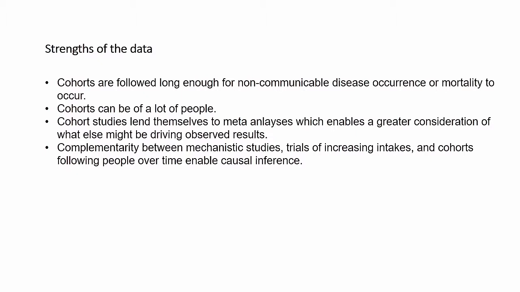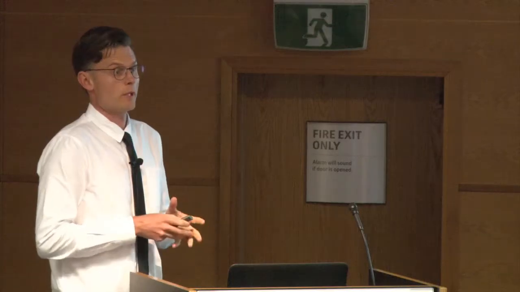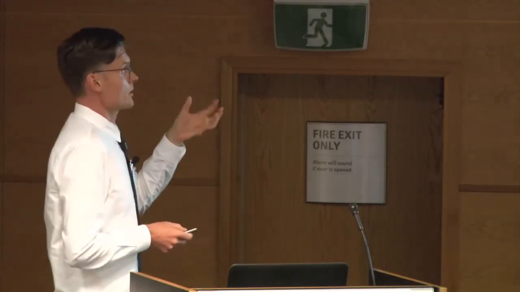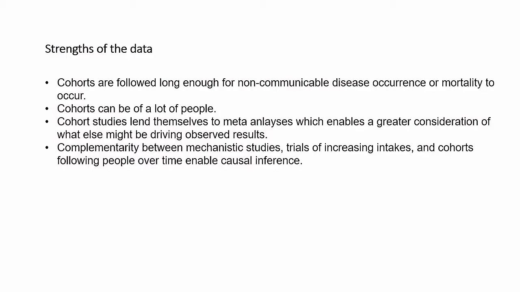All right, strengths of what we've just looked at, and I understand that was a lot of numbers all at once, so I'm sorry for that. But cohorts are followed long enough for non-communicable disease occurrence or mortality to occur. We can't often do that with trials because you have to follow too many people for too long. So cohorts are somewhat useful for that picture. They can be really large. They can be suitably meta-analyzed when they have common exposures and outcomes, which enables a greater consideration of what else might be driving the observed results.